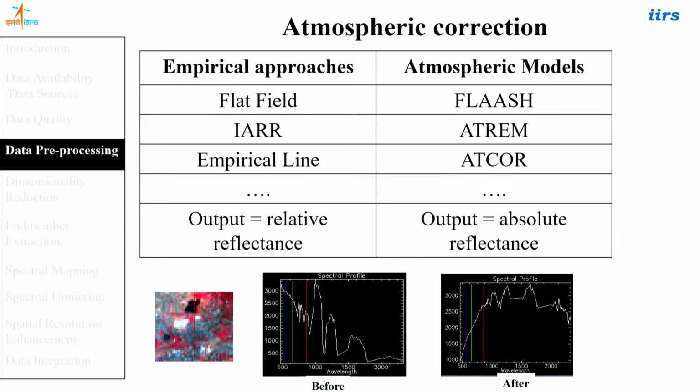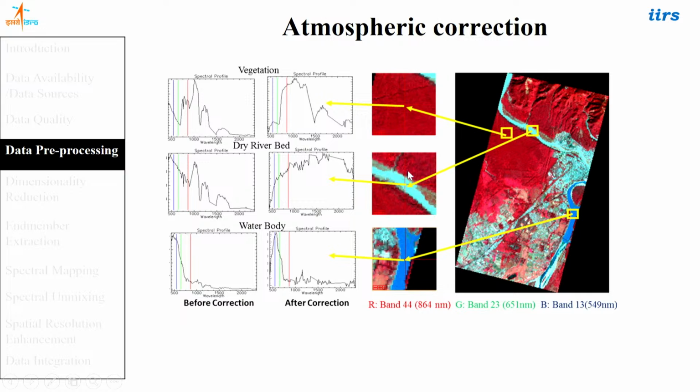atmospheric correction. After atmospheric correction, you see this is the radiance spectral profile, and after that you can see the spectral profile of the urban feature is coming out similar. This is another example, of Hyperion sensor data. I have shown the vegetation profile, the dry river profile, and the water profile, and how they look after atmospheric correction.